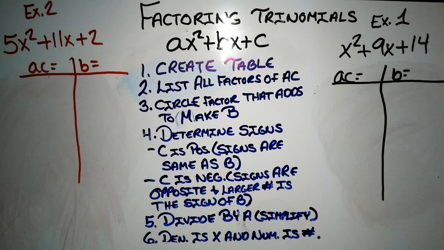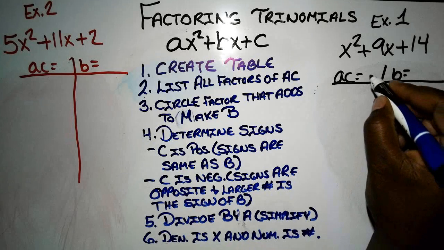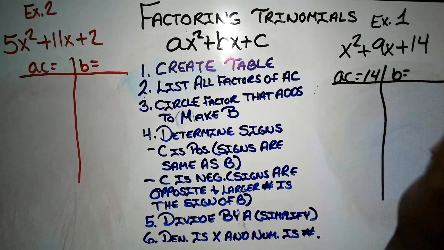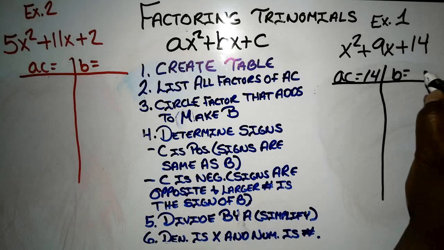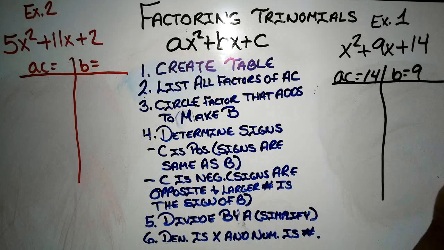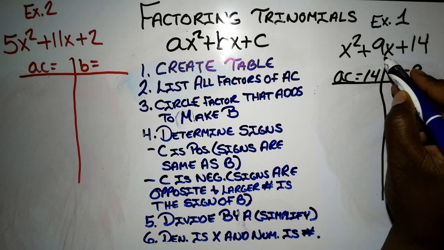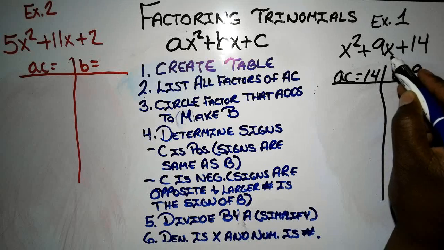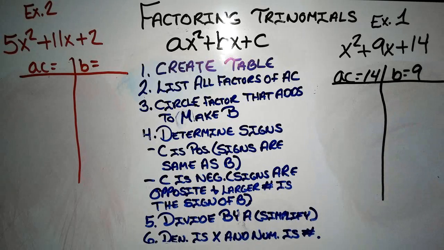Okay, so if we look at example 1, we have x squared plus 9x plus 14. The first thing we should notice is that x squared does not have a coefficient. So when we do AC, the coefficient of x squared is 1, so we're going to do 1 times 14, and we're going to get 14. And then our b is 9, because that is our number that is with the x by itself.